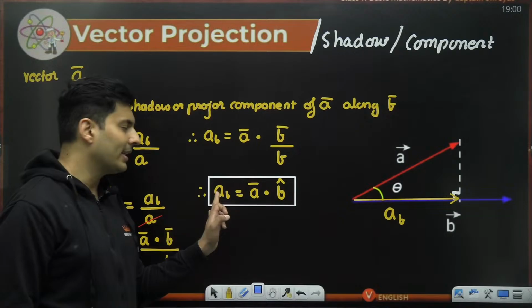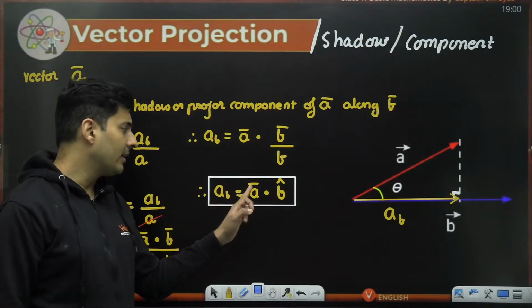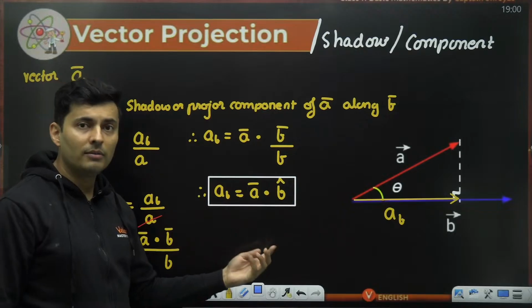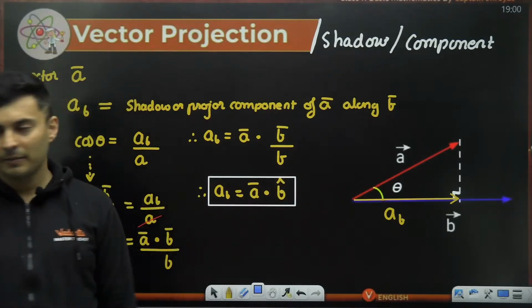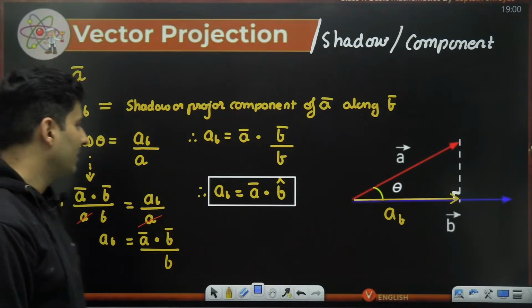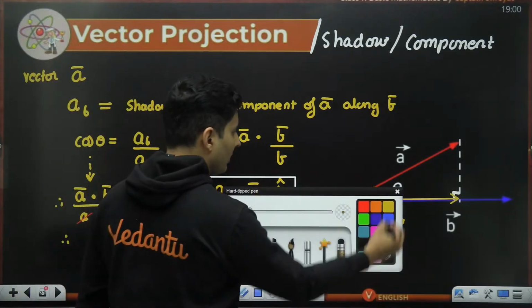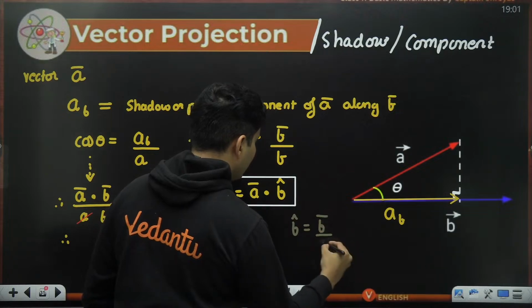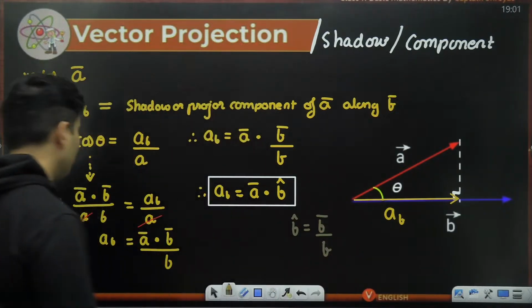So component of a vector along another vector is the vector dot producted with the unit vector along which you want to find the component. Yes, perfect. Okay, so we'll use the fact that b hat is vector b divided by vector b, its magnitude.